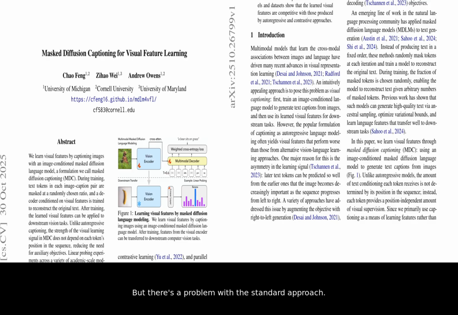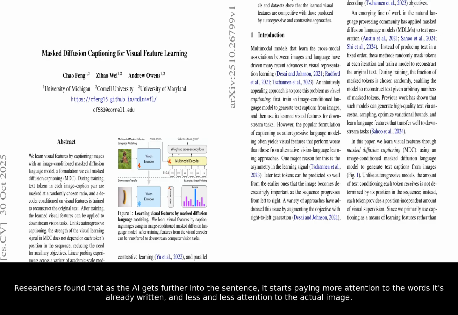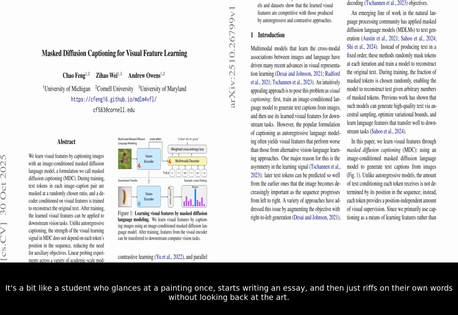But there's a problem with the standard approach. Usually, an AI generates a caption word by word, from left to right, just like we would write a sentence. Researchers found that as the AI gets further into the sentence, it starts paying more attention to the words it's already written and less attention to the actual image. It's a bit like a student who glances at a painting once, starts writing an essay, and then just riffs on their own words without looking back at the art.